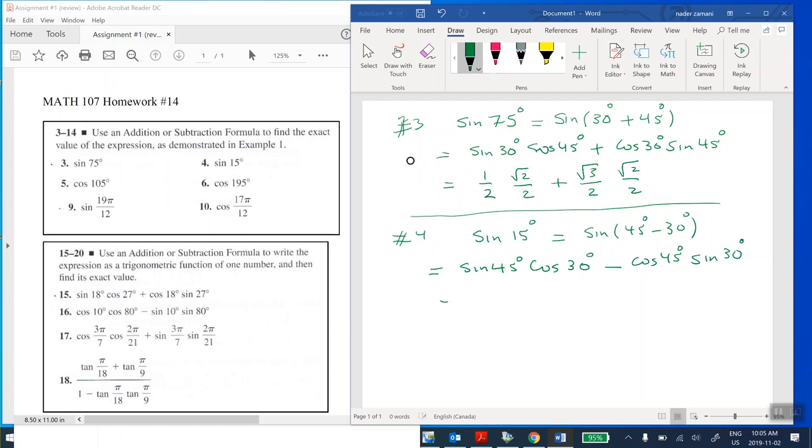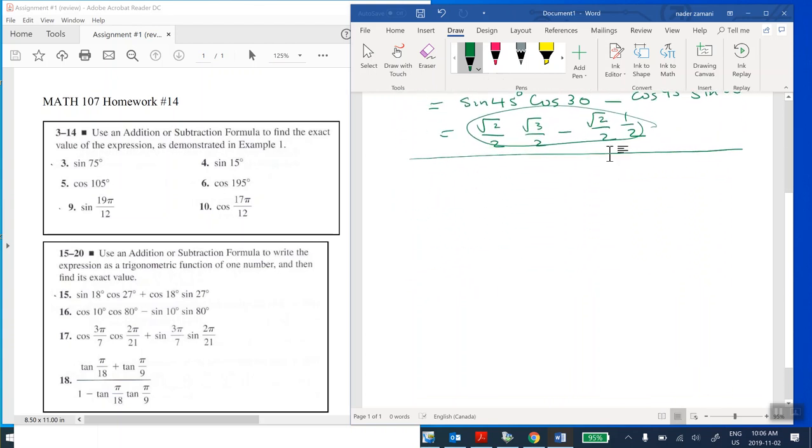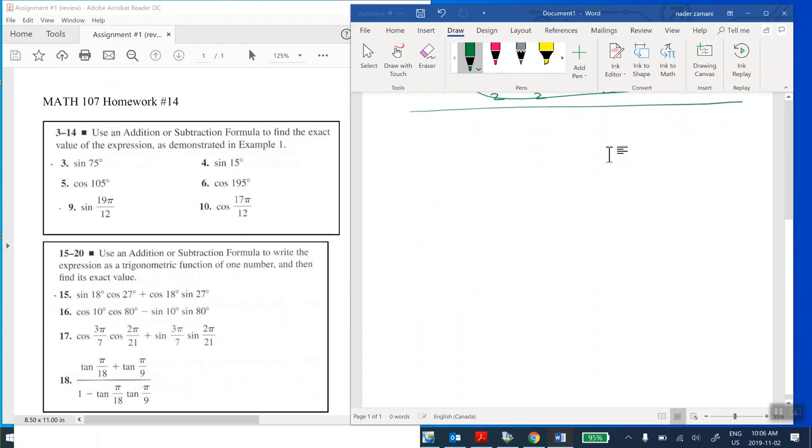So now just plug it in. So that's going to be root 2 over 2. Cosine of 30 is root 3 over 2 minus cosine of 45 is root 2 over 2, and sine of 30 is 1/2. You can always put these in your calculator and see if the two numbers are the same. That's a good way to double check your work. Okay. You will have problems of this type on the quiz, so we should practice it.